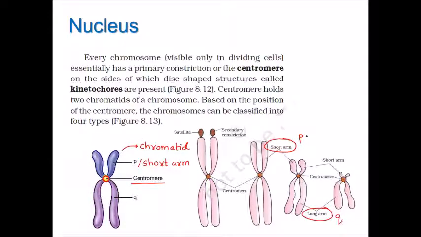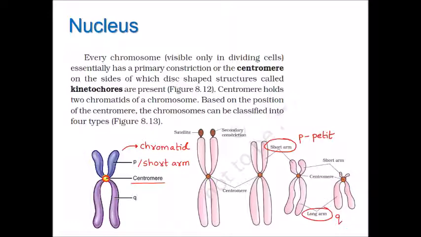The word P refers to petite, P-E-T-I-T. The word petite is a French word which means small. So that is why it is called the P arm. And the Q arm, just because the letter Q comes after P, that is why they called it the Q arm. Okay, so the P arm is the short arm, the Q arm is the long arm.